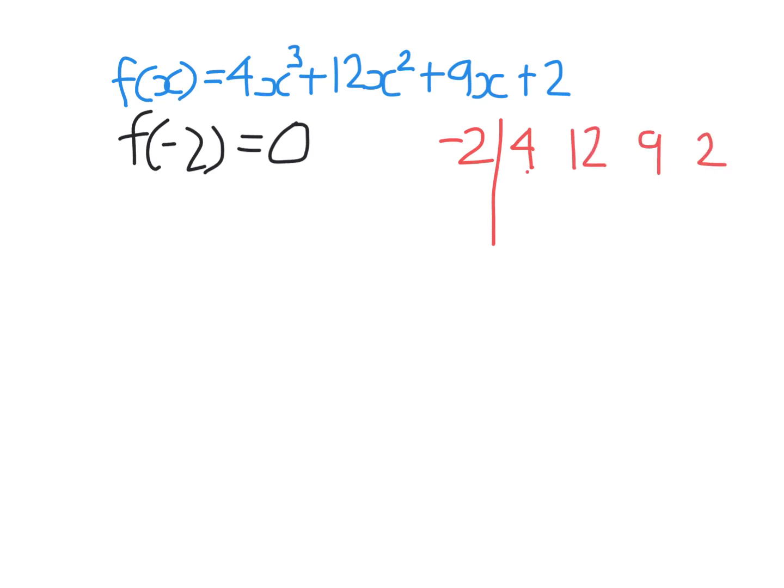We always start by bringing down this first number. It gets multiplied by the root. Negative 2 times 4 is negative 8, which we write there. Now we add to find the remainder. 12 plus negative 8 is 4.